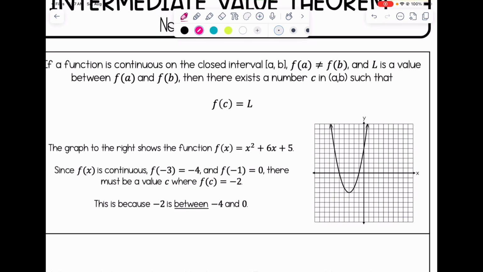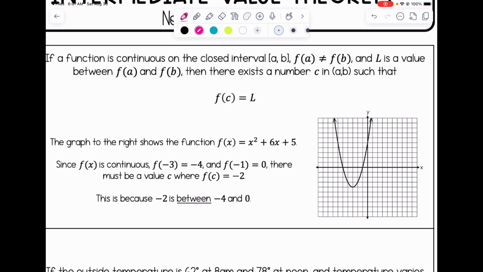So it says the graph to the right shows the function f of x equals x squared plus 6x plus 5. So that's a very common polynomial function. We have a quadratic here, something that we're familiar with. We also know that polynomial functions are continuous. Parabolas, quadratics, they're continuous functions. So we know that basically this first part of the intermediate value theorem must be met here.